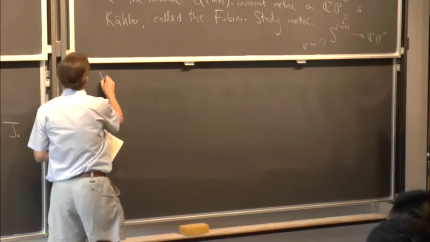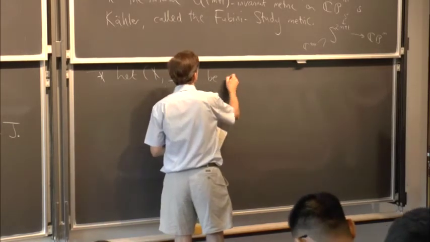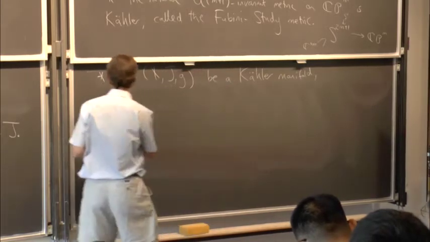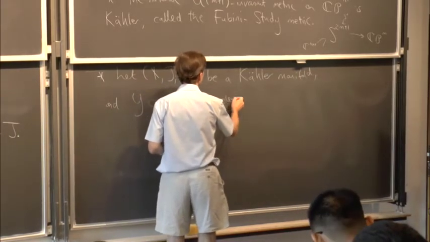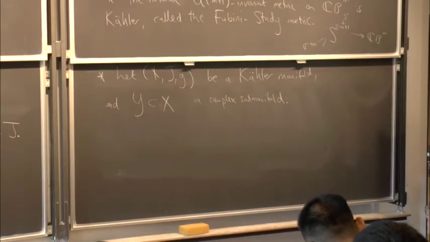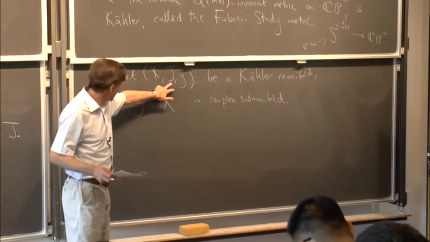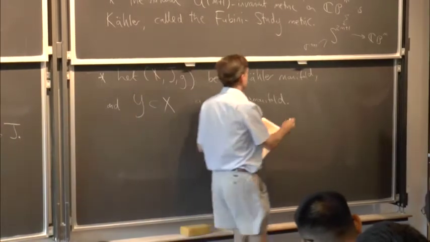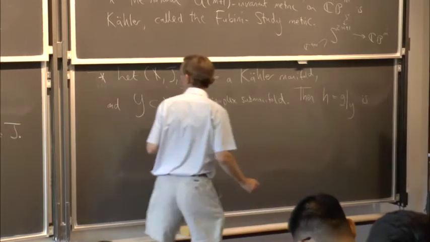Okay, so next, let (X, J, g) be a Kähler manifold, and Y, sitting inside X, a complex submanifold, meaning that Y is a real embedded or immersed submanifold of X, and the tangent bundle of Y is invariant under J as a subbundle of the tangent bundle of X restricted to Y. Then J restricts to a complex structure on Y. And then h, which is g restricted to Y, is also a Kähler metric on Y.